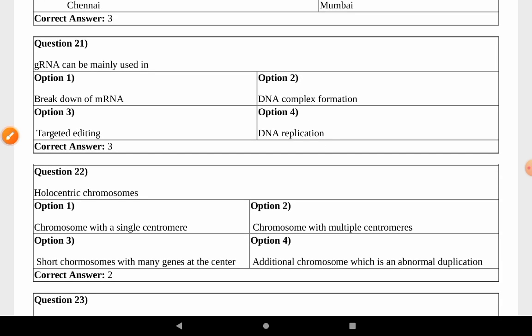Our next question is gRNA, which means guide RNA, can be mainly used in option 1 breakdown of mRNA, option 2 DNA complex formation, option 3 targeted editing, option 4 DNA replication. So the correct answer is option 3. gRNA can be used in targeted editing.